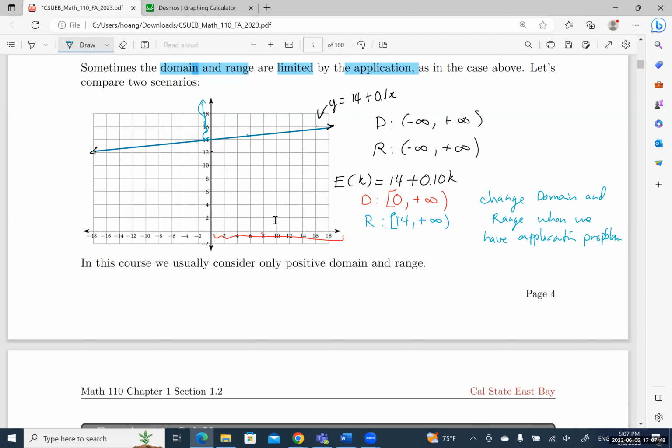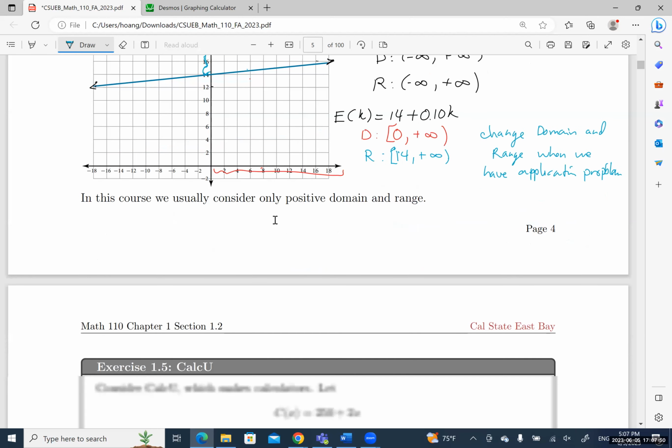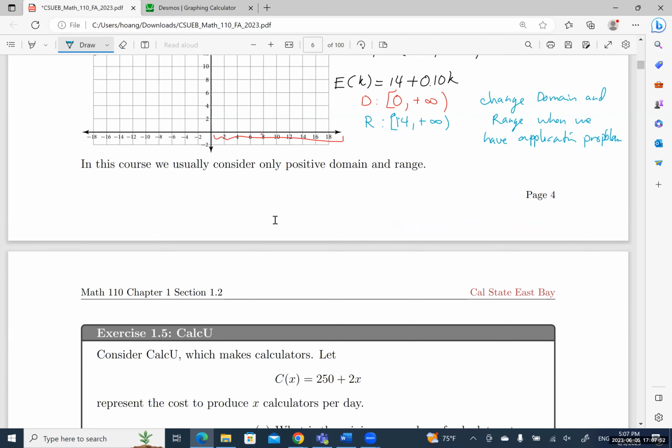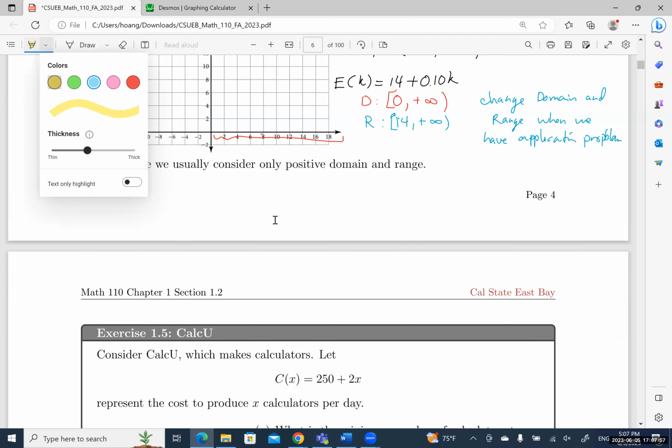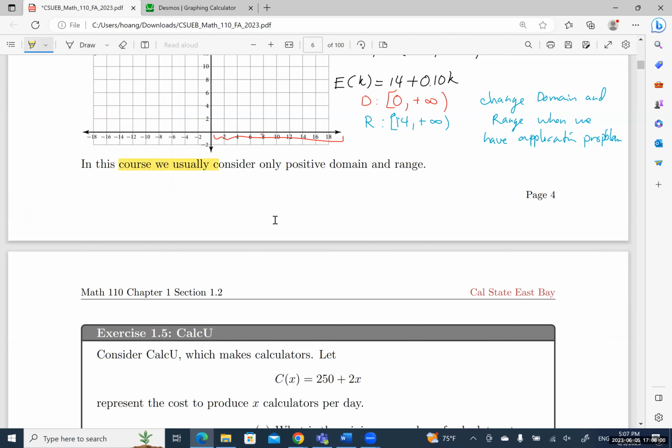Okay, so let's move down. Keep in mind, this is important. In this course, we usually consider only positive domain and range. This is an application, so it's real. You don't want to think about a negative value that you want to use for electricity, right? So it's really positive.